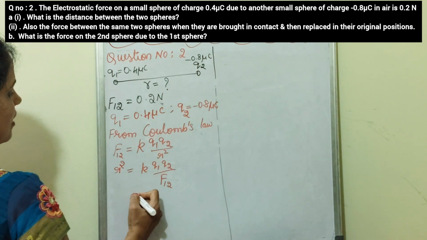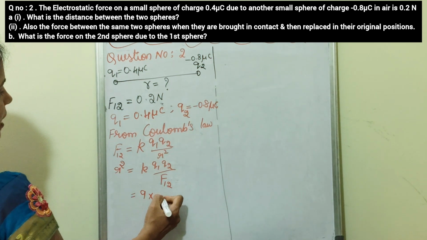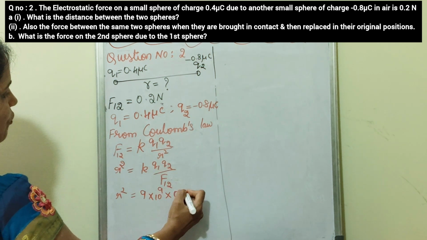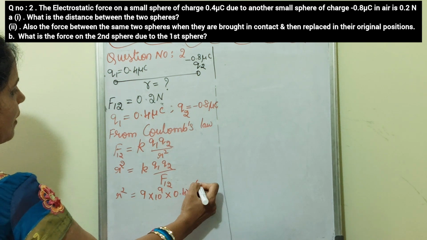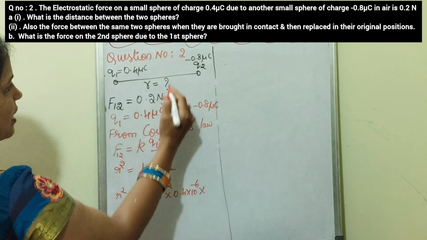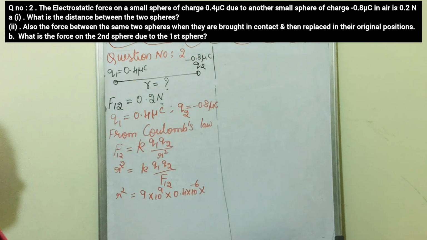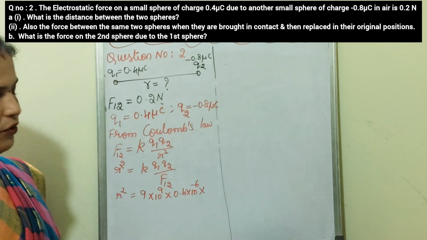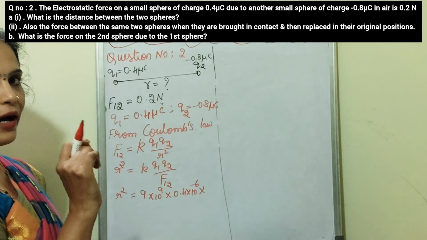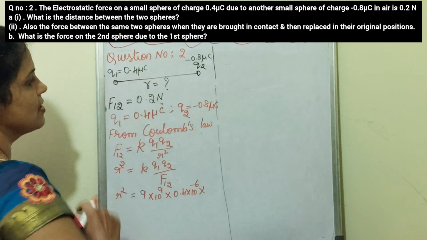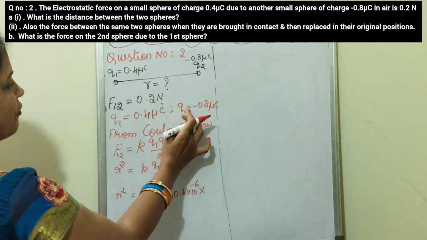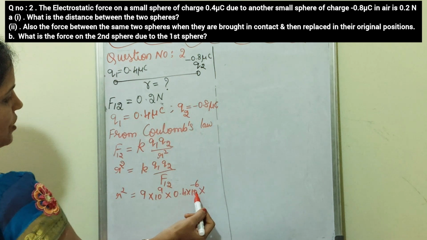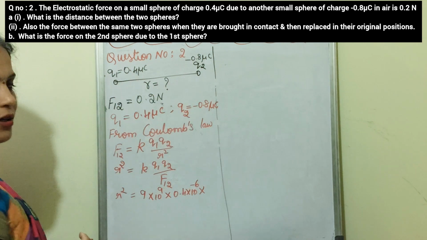Substituting, constant is 9 into 10 to the power 9. Charges are given as 0.4, micro is 10 to the power minus 6. And Q2 is, though it is minus, here while substituting you have to write only magnitude. In Coulomb's law statement, we are writing the statement like this. The force between two charges is directly proportional to the product of magnitude of charges. That means we are not taking the sign into consideration. While writing, the sign is not considered.